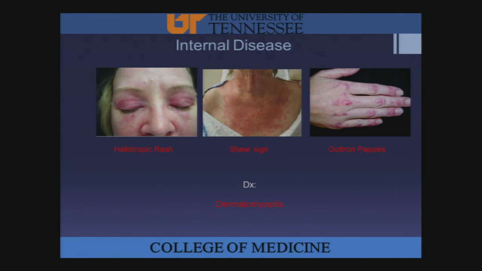It can, yeah. So you said the lupus spares the eyelids? Lupus, yeah. Lupus doesn't involve the eyelids and doesn't usually involve the knuckles. And which is why the Gottron papules and the heliotropic rash are one of those things that you specifically associate with dermatomyositis.